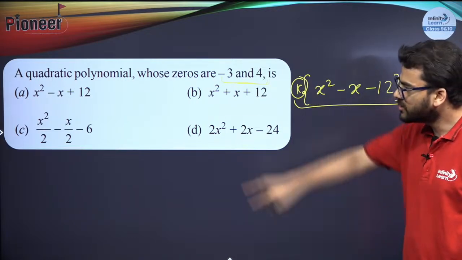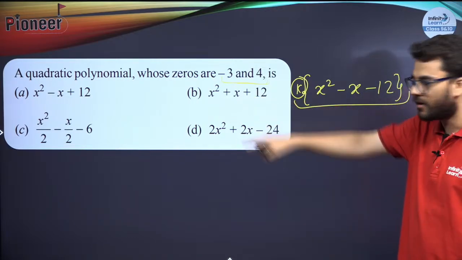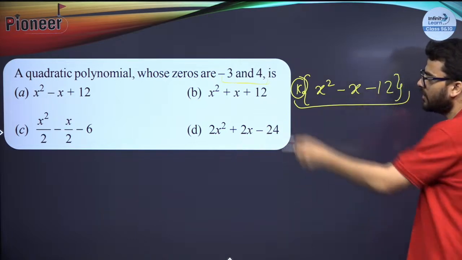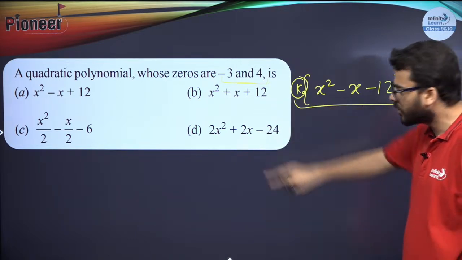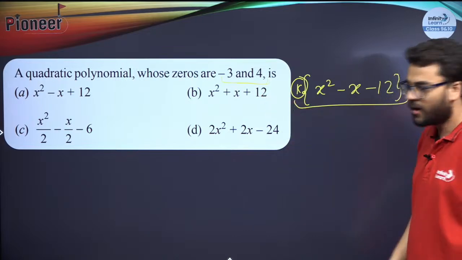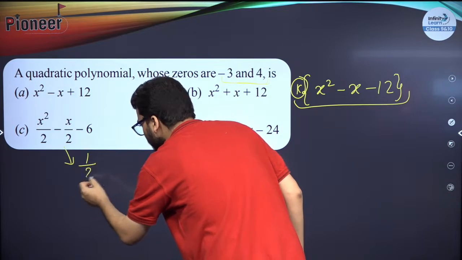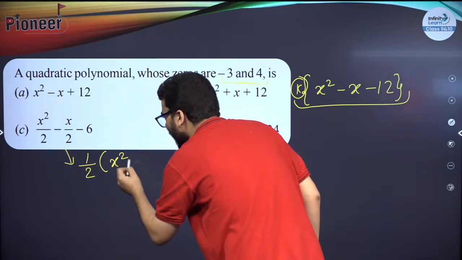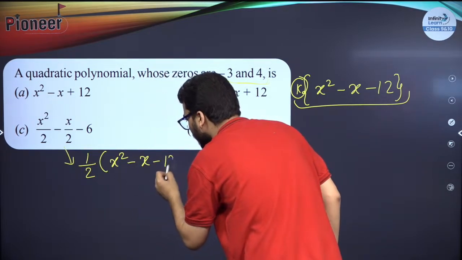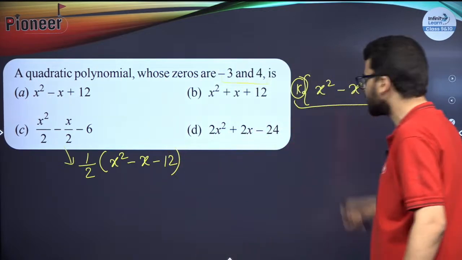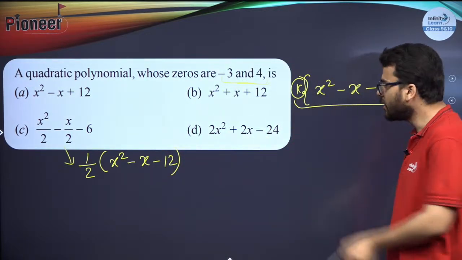You got it? So you see, the first one is not working over here. We want minus x minus 12. The second one is also not working because over here plus x plus 12 is there. But you see, the third one will work. I can take 1 by 2 as common. So what will be left over here? x square minus x minus 12. You got that logic? x square minus x minus 12 is there, and k can be any non-zero real number.